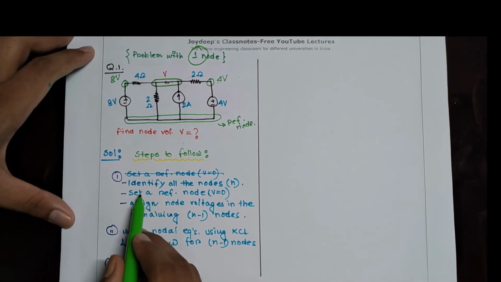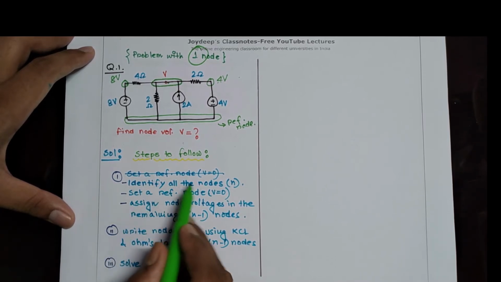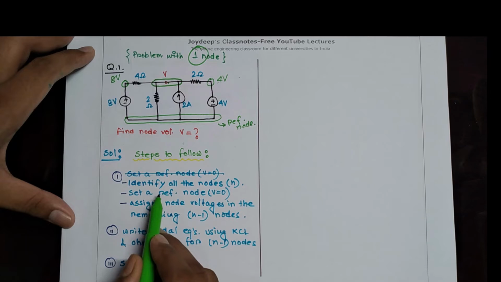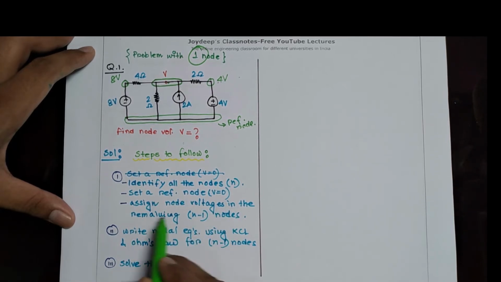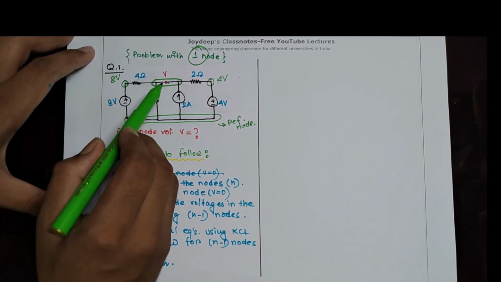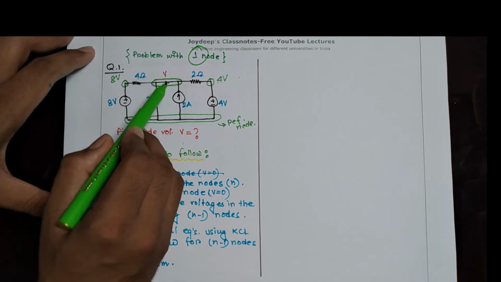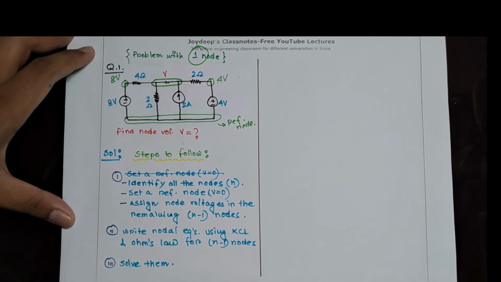Okay, so we have done part 1, identify all the nodes. Part 2, set a reference node, and part 3, assign node voltages in the remaining n-1 nodes. So we have assumed the voltage of this node to be V. We have done that. Now step number 2: write the nodal equation using KCL and Ohm's law for n-1 nodes. So we have this node, so let us write down the nodal equation.